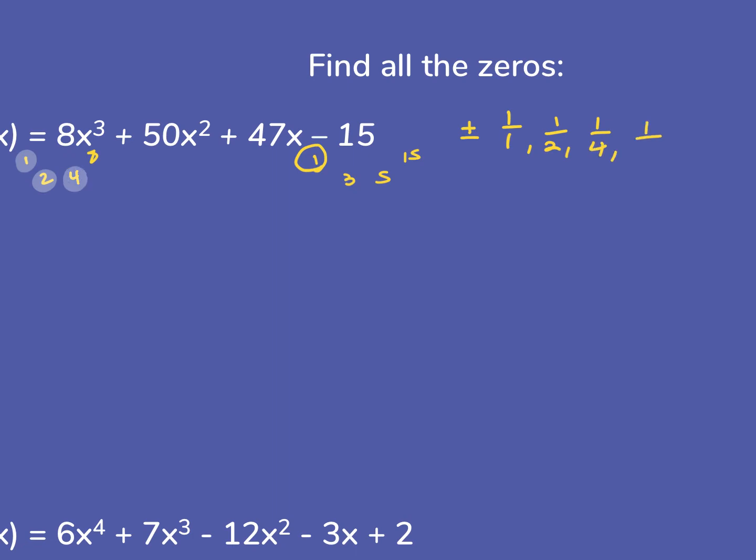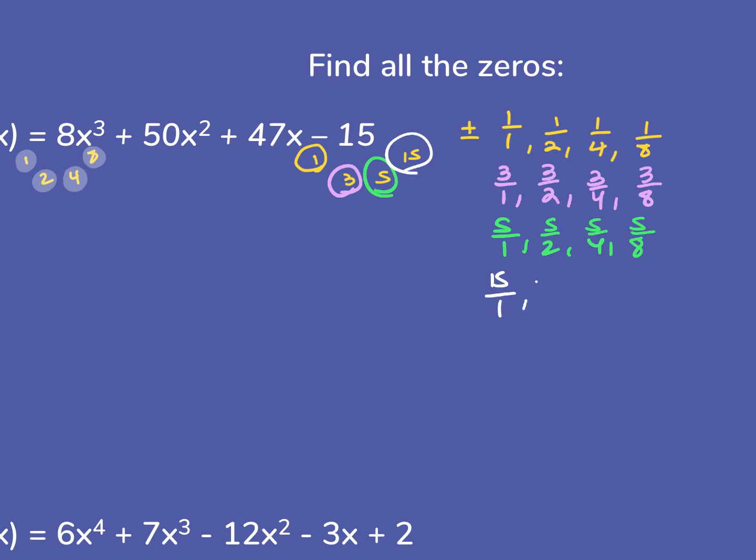Then 1 goes over 8. I see if I can simplify them, those stay as they are. Then I do 2. Then I do 3. 3 goes over 1, 3 goes over 2, 3 goes over 4, 3 goes over 8. Then I do 5. 5 goes over 1, 5 goes over 2, 5 goes over 4, 5 goes over 8. And then I do 15. 15 goes over 1, 15 goes over 2, 15 goes over 4, and 15 goes over 8.